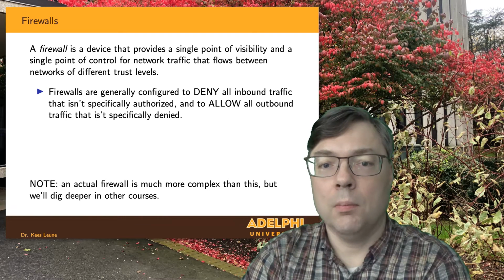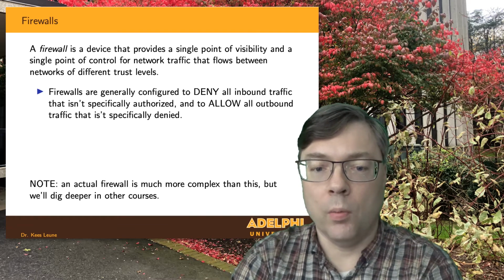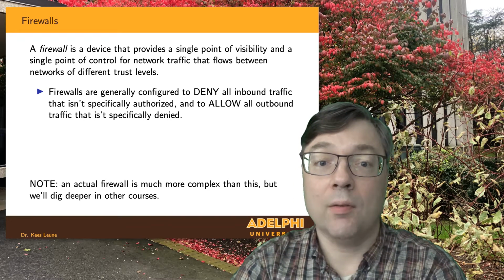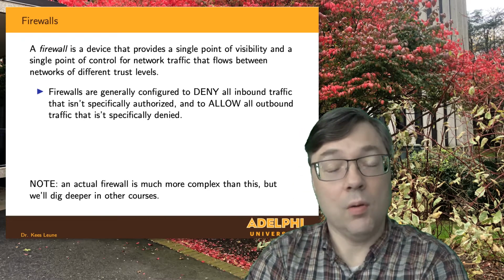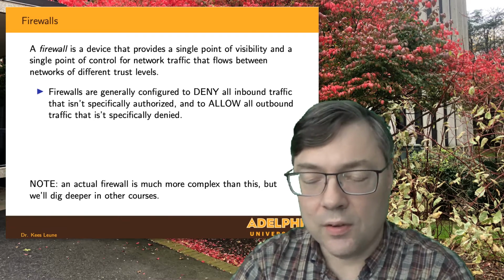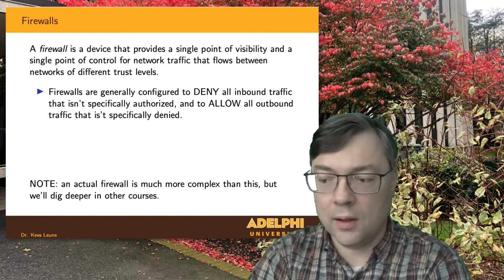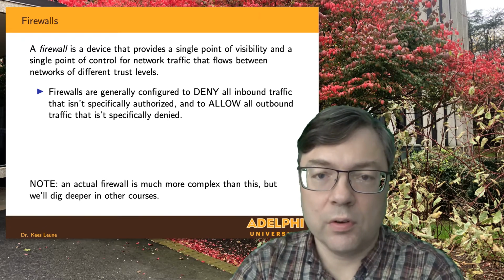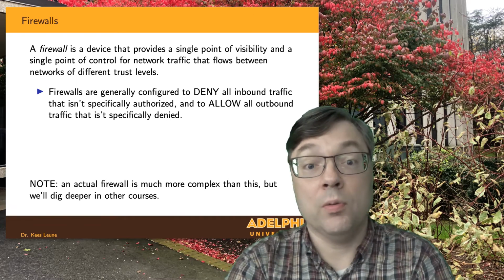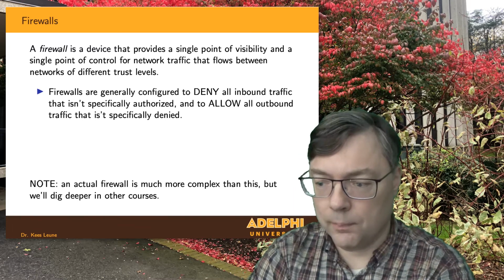The firewall must separate all traffic, not just some of it, going from one network to the other. Because that means that you only have to look in one location, and you can enforce your access control policies in one location. And that's what the firewall does. So again, it's a device that provides a single point of visibility and a single point of control for network traffic that flows between networks of different trust levels. There is often little or no use of putting a firewall between two trusted networks. Yeah, there is some, but that's not where the main purpose comes from.